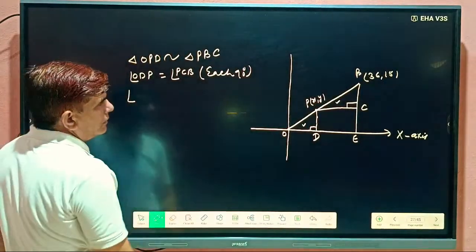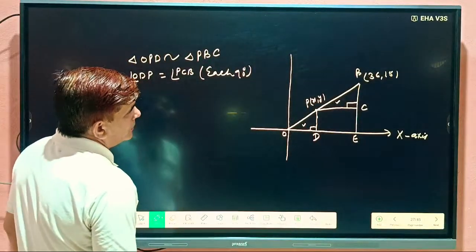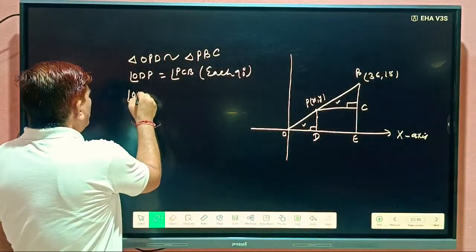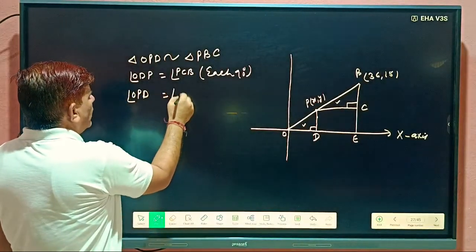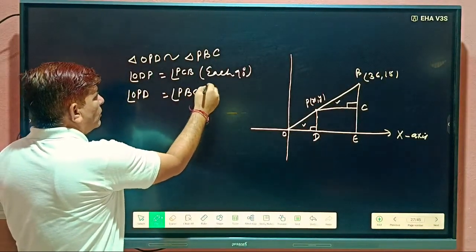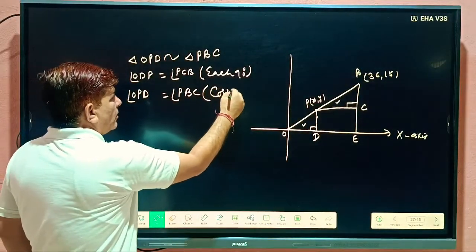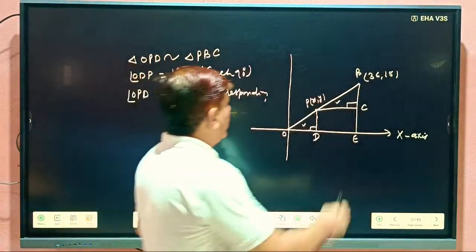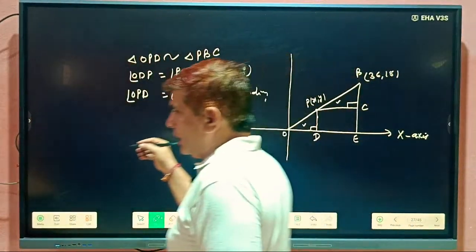And then angle, which angle? Angle OPD equals angle PBC. Why? Corresponding angle. Already told, once again telling.